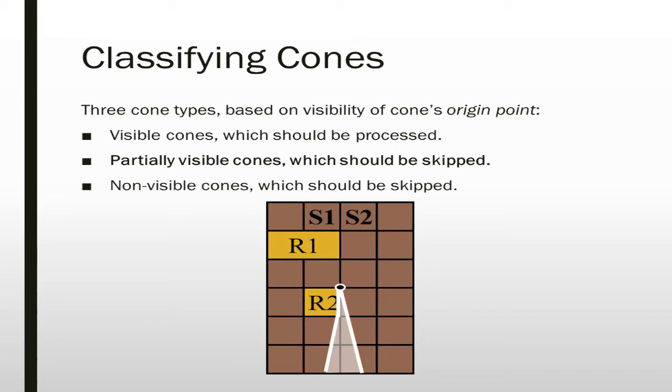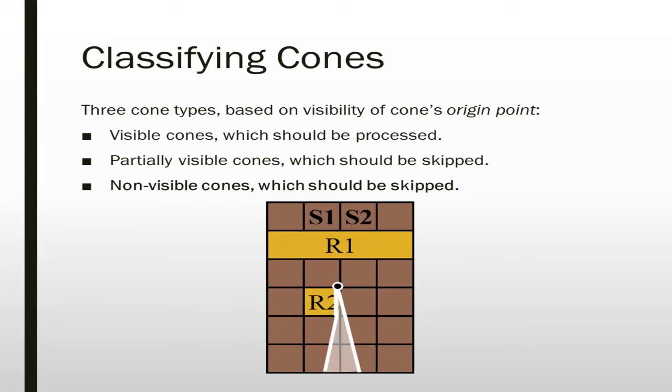Additionally, as a performance optimization, we can use the quad tree to order the cones such that a fully visible cone always precedes the partially visible cones that are inside of it. This allows us to skip many visibility checks when we are determining cone types. And lastly, there are non-visible cones, which have an origin point that cannot be seen from either FOV source. These cones only contain space that cannot be seen by either FOV source, and so they should not be processed.